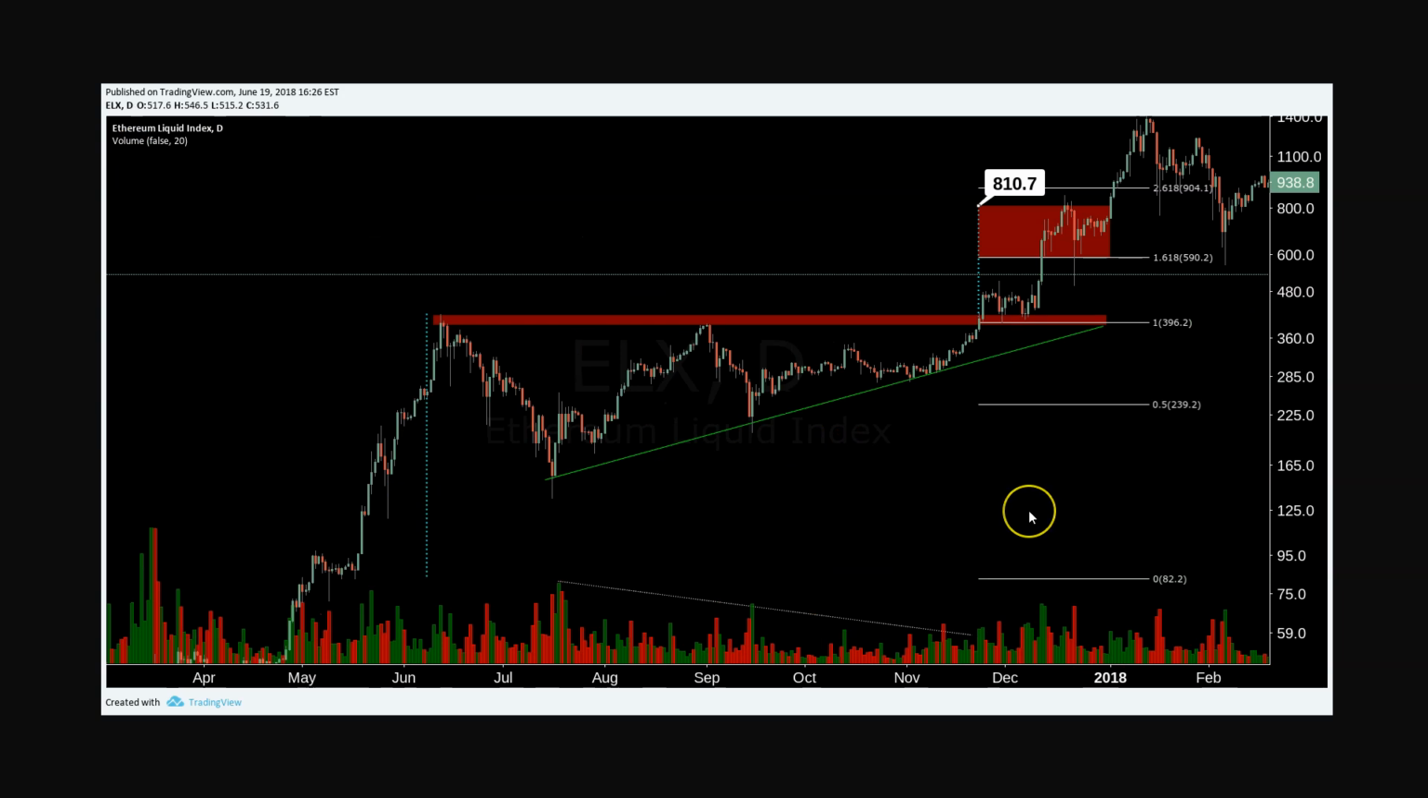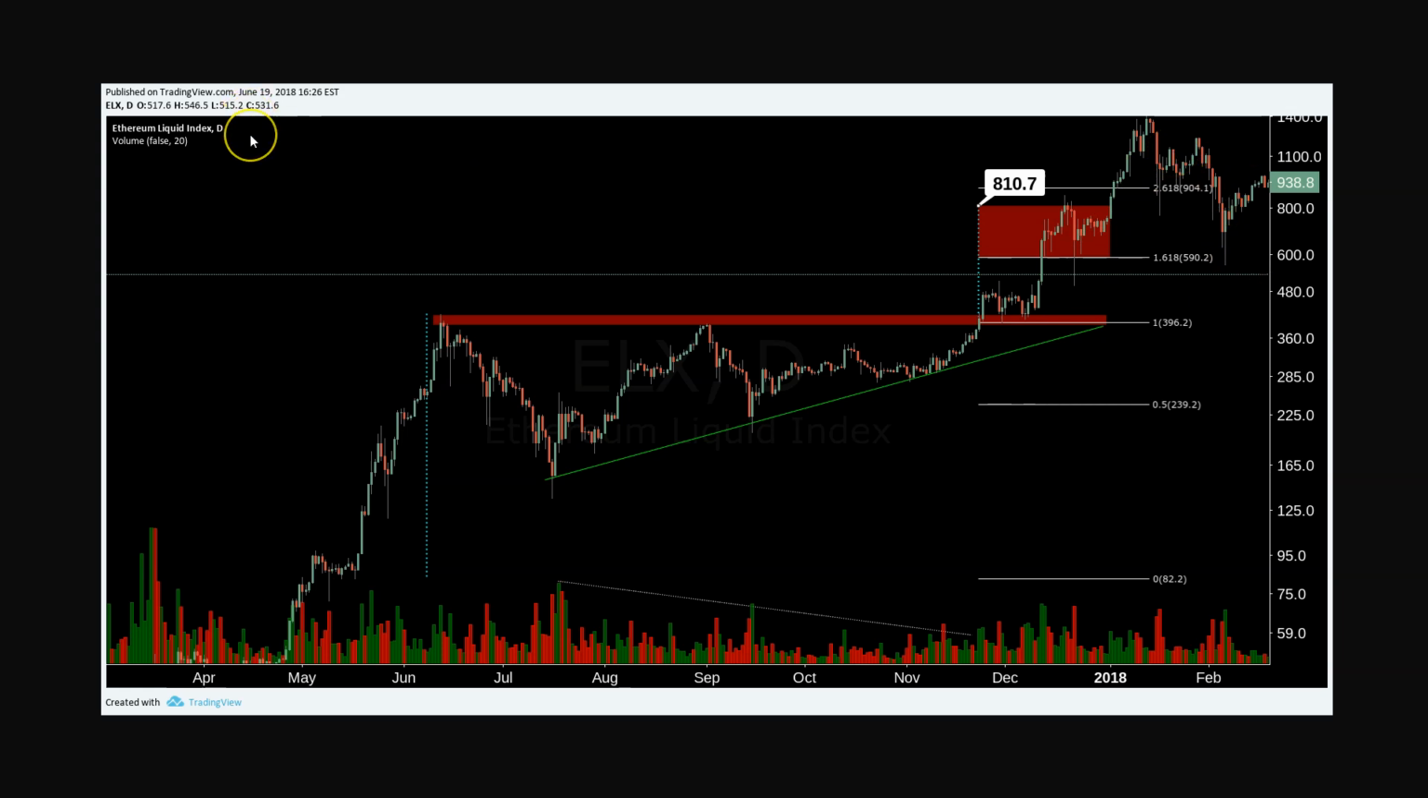Again, another ascending triangle. Crypto loves its ascending triangles. I don't know why, it just does. Descending volume profile, this is ETH in 2017. And something else you'll see often is a retest of the breakout. You don't always see that, but this gave you two more entries before it took off to its final destination.